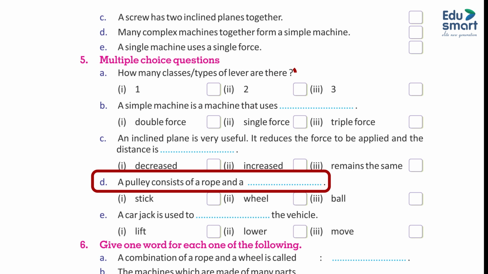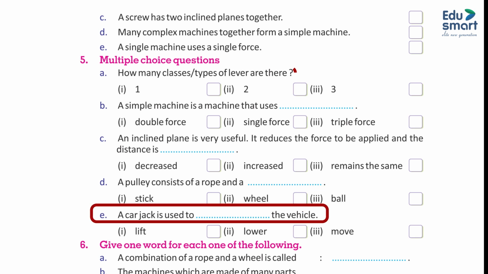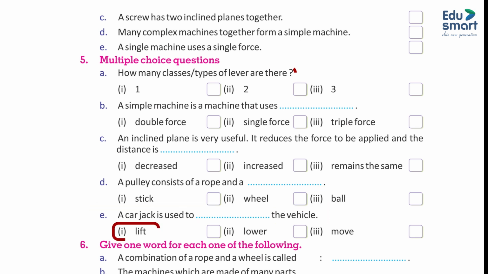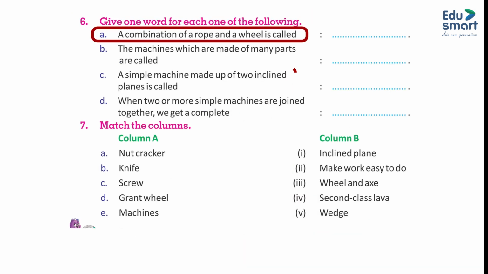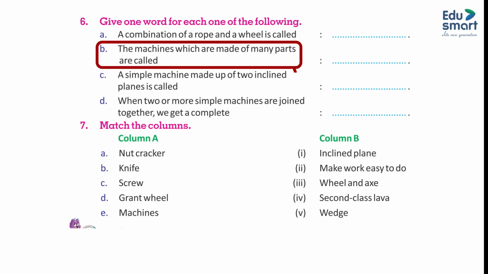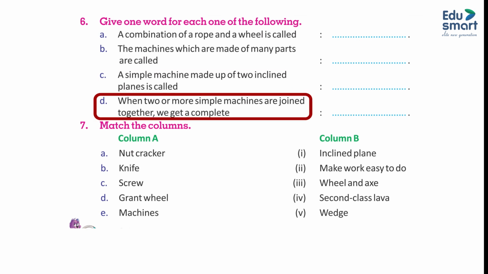D. A pulley consists of a rope and a dash. 1 stick, 2 wheel, 3 ball. E. A car jack is used to dash the vehicle. 1 lift, 2 lower, 3 move. 6. Give one word for each one of the following. A. A combination of a rope and a wheel is called. B. The machines which are made up of many parts are called. C. A simple machine made up of 2 inclined planes is called. D. When 2 or more simple machines are joined together, we get a complete.